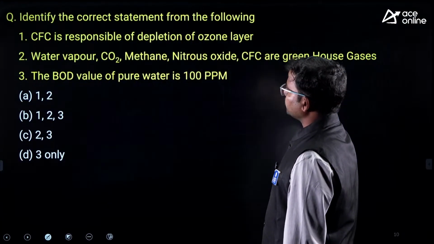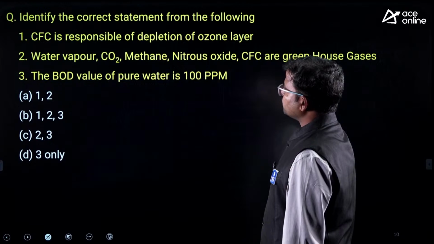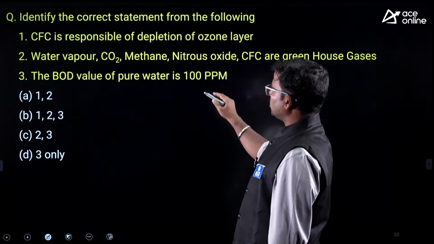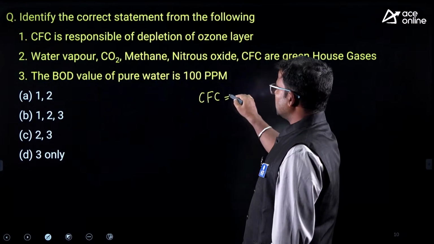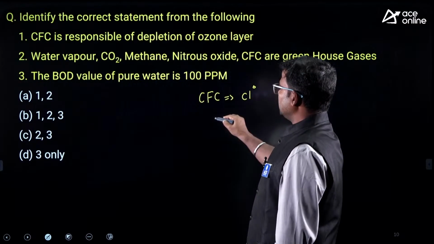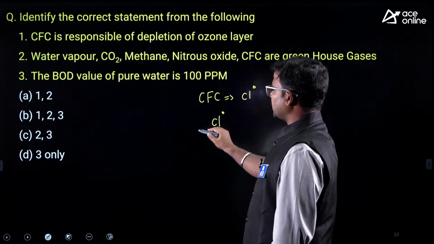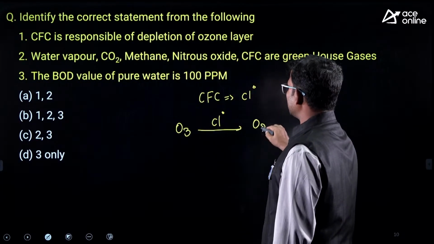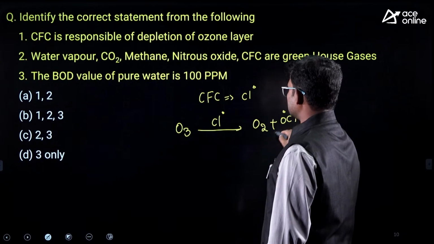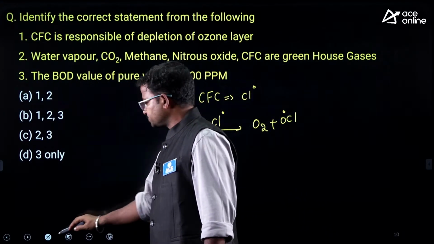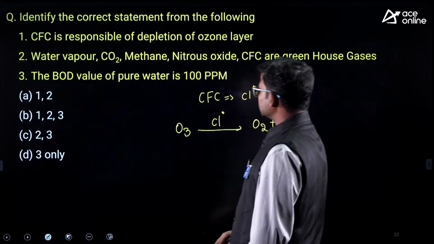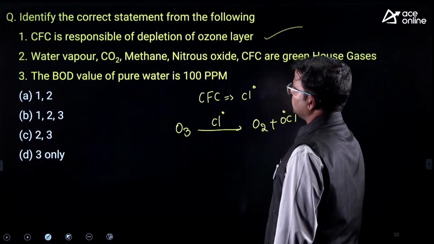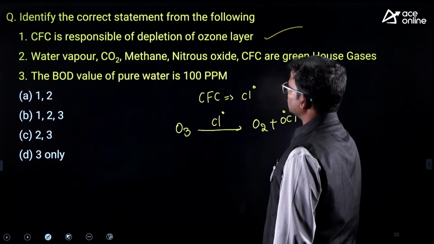Identify the correct statement from the following. CFC is responsible for depletion of the ozone layer. Of course, if you observe chlorofluorocarbons, they emit chlorine free radicals. Each chlorine free radical can destroy 1 lakh ozone molecules, just like this: O2 plus OCl dot. This is called ozone depletion. So that's why statement 1 is correct.